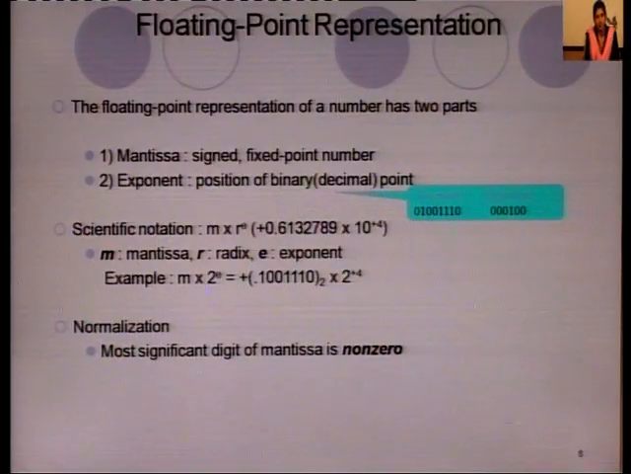Now floating point representation. The floating point representation of a number has two parts. The first part is the mantissa and the second part is the exponent, where the mantissa is a signed fixed point number and the exponent gives the position of the binary point, that is the decimal. The scientific notation of this floating point representation is m times r raised to the power e, where m is the mantissa, r is the radix, or we can say the base of the number system, and e is the exponent of the number.